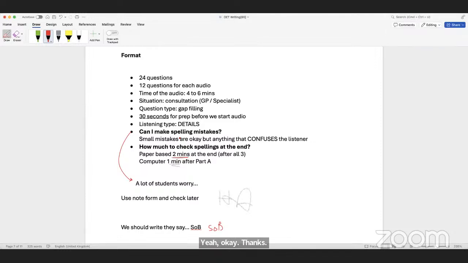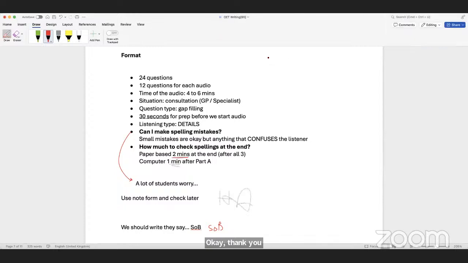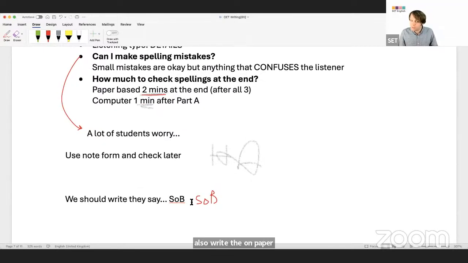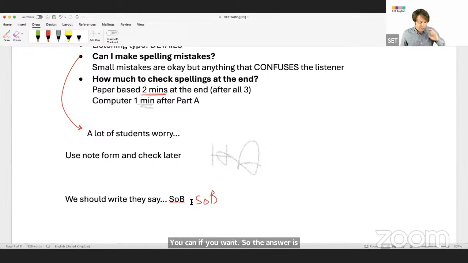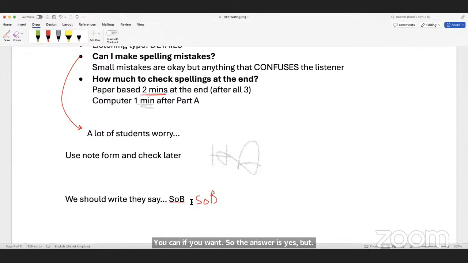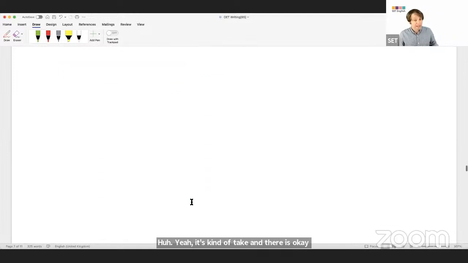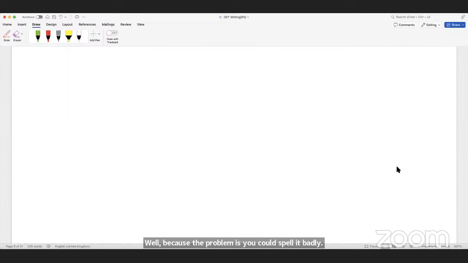Okay, Ada or Merve, go on. And then on the audio, when they mention the abbreviation, can we also write the long one on paper? You can if you want, but why would you do that? So the answer is yes, but it's kind of taking a risk. Okay. Well, because the problem is you could spell it badly. You might get a bad spelling, and also you want to get ready for the next one, right?